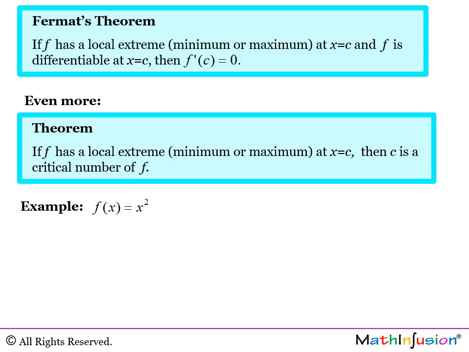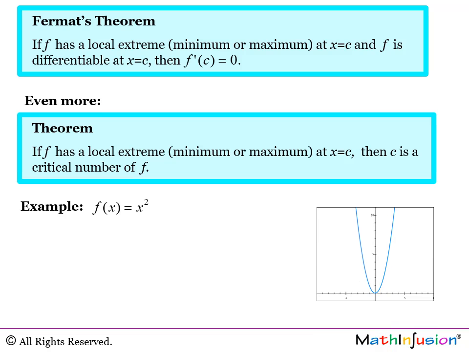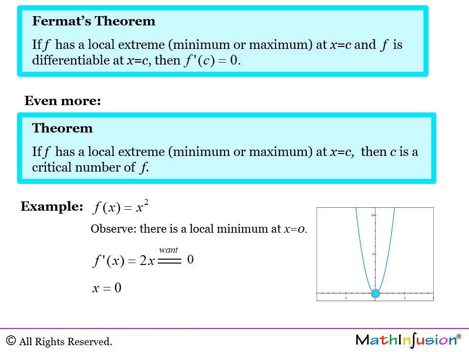Let's see one example, f(x) equals x to the power of 2. This is the graph as you know, and you can observe by looking at the graph that this is a local minimum. But x equals 0 is also a critical point, because when we differentiate, we want this to be 0. So x equals 0 is the solution. So x equals 0 is a critical number of f, and the point (0, 0) is a critical point of the function.